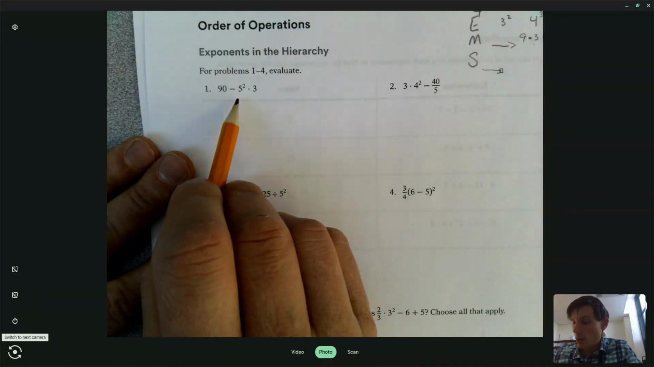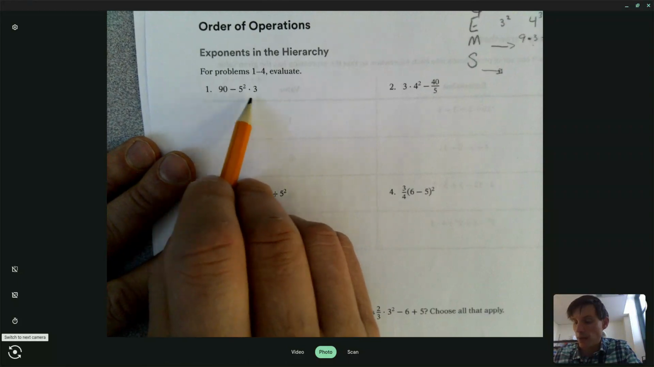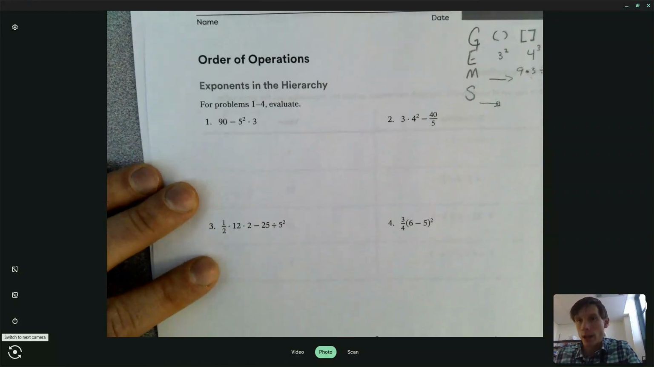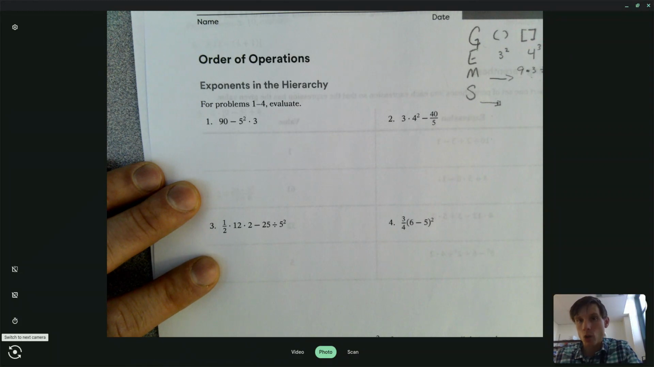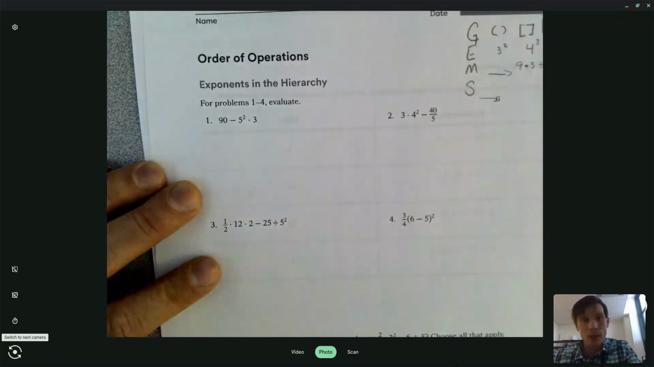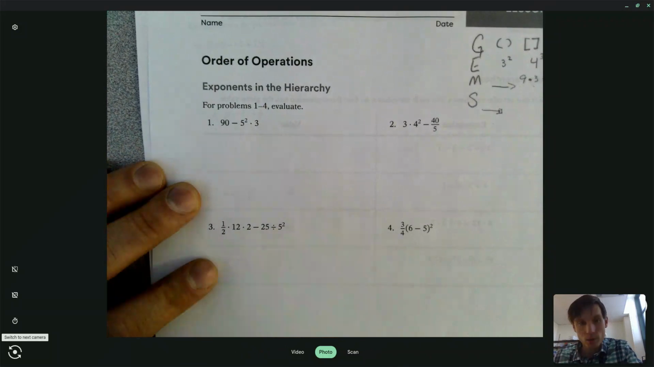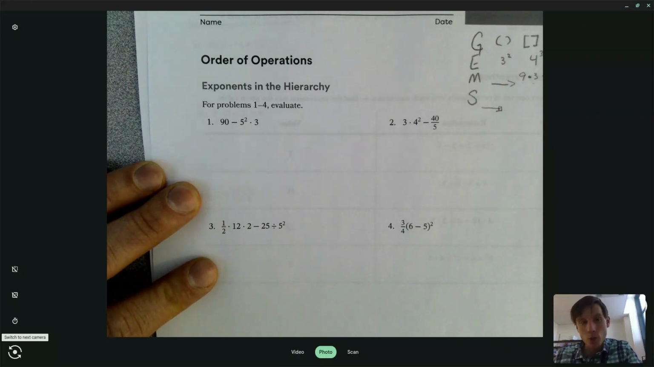Okay. So we have 90 minus 5 squared times 3. So we look at our GEMS, and which do we do first? So grouping. There's no real grouping here, right? So we don't have to worry too much about that. Then we're up to E for exponents. Do we have any exponents? Sure we do. We have this square there, right? 5 to the second power. So we're going to do that.